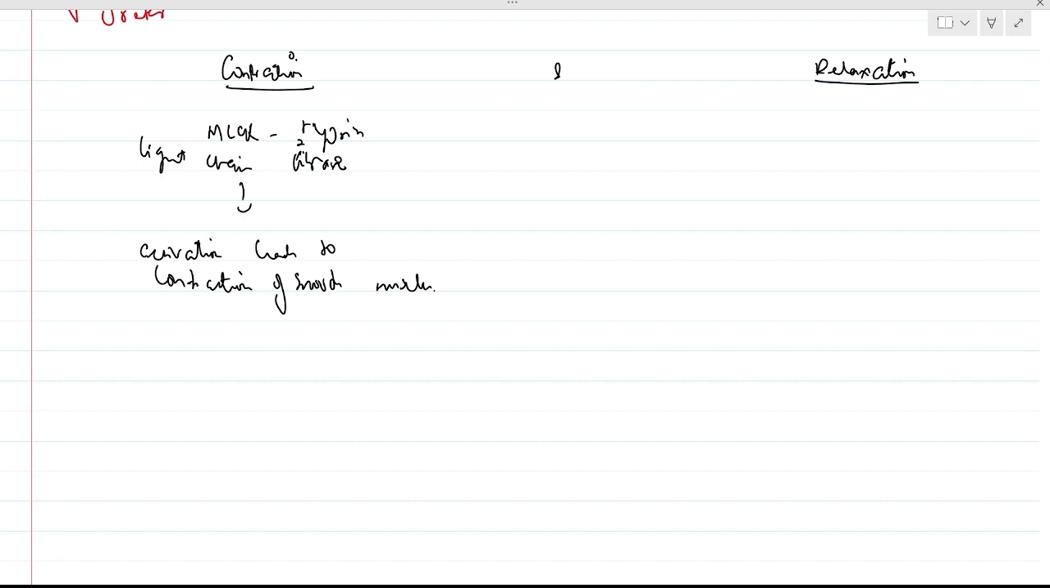Okay, and for relaxation, we have MLCP, myosin light chain phosphatase. Myosin light chain phosphatase activation leads to relaxation of smooth muscles.